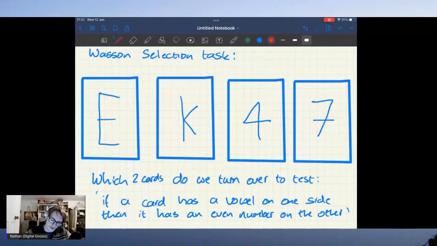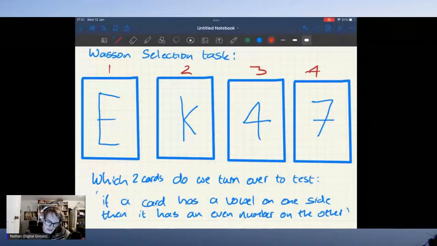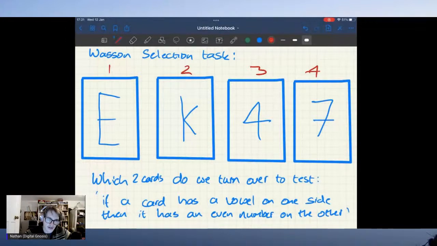But we have 4 cards. That's what each of these is. 1, 2, 3, 4. And each card, we are told, has a letter on one side and a number on the other side. Okay, so now we have a hypothesis. If a card has a vowel on one side, vowels obviously being A, E, I, O, U, then it has an even number on the other. That's our hypothesis. Which 2 cards do we need to flip over in order to test this hypothesis?